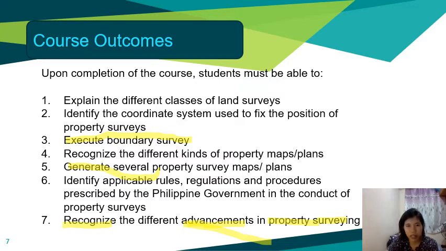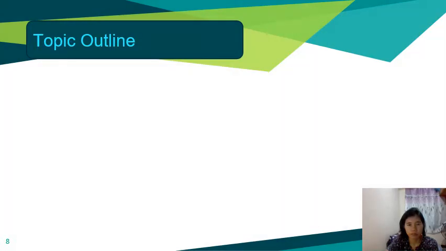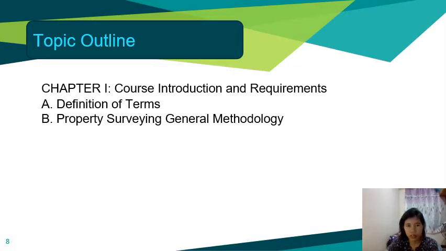So for the topic outline, for the first chapter, we have the course introduction and requirements. These are the terms that we need to discuss before we proceed to the other chapters, because we are going to familiarize the following terms that are being used in this subject. Property surveying, general methodology. These are the procedures that we need to follow.